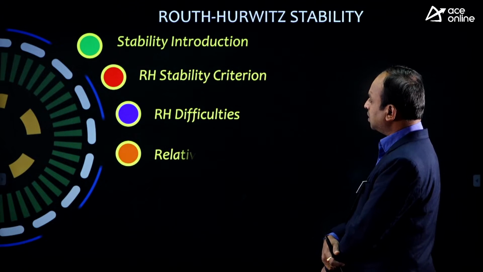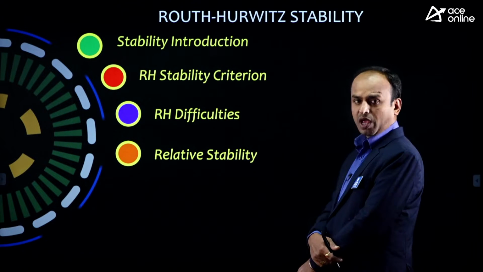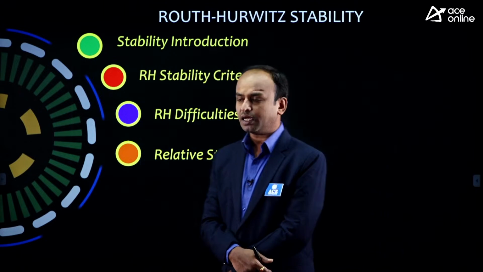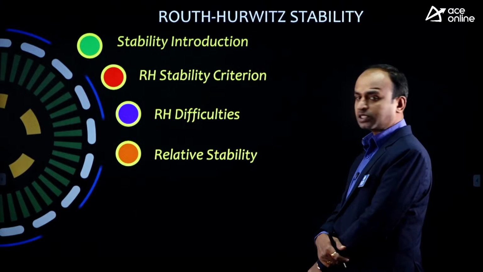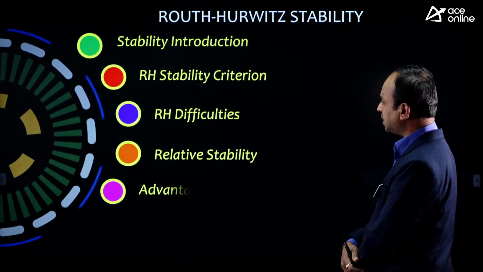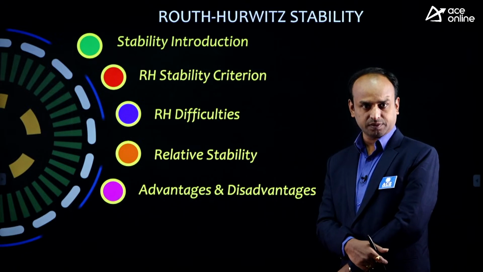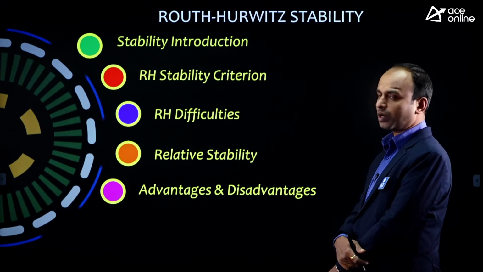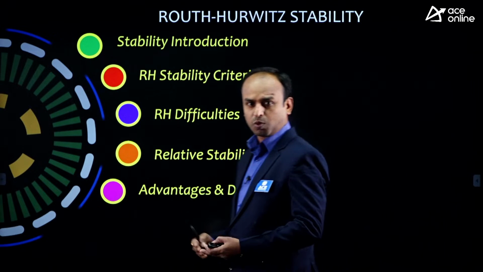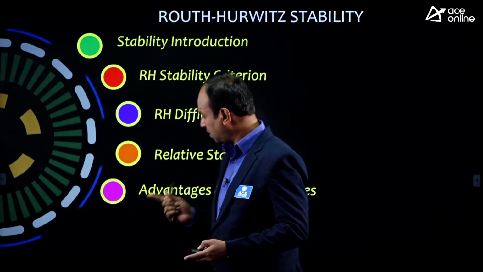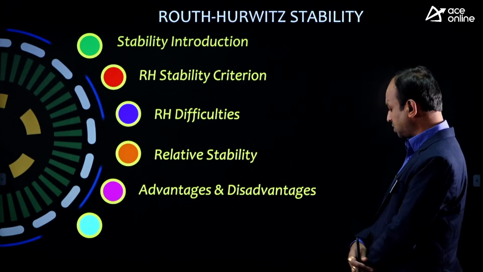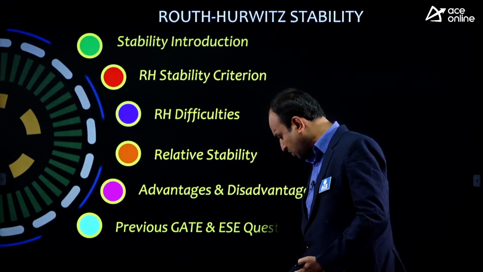Then relative stability. We have absolute stability as well as relative stability. What is relative stability? How to find the relative stability? Next, what are the advantages and disadvantages of using the RH method? Advantage: it is simple as compared to root locus, Bode plot, polar and Nyquist. If we have time, some previous questions also we will discuss.